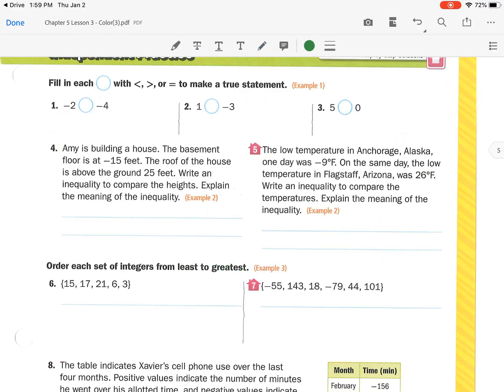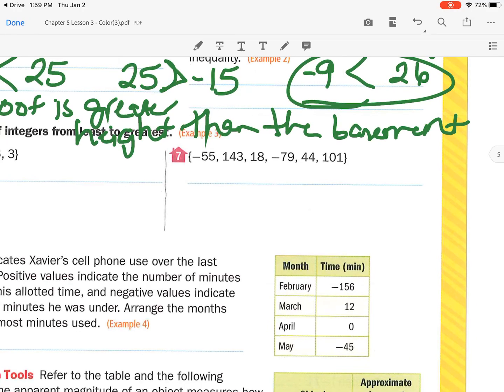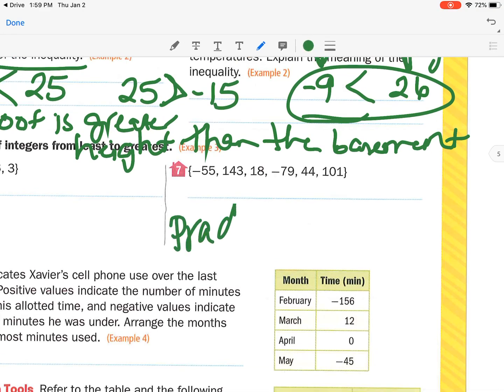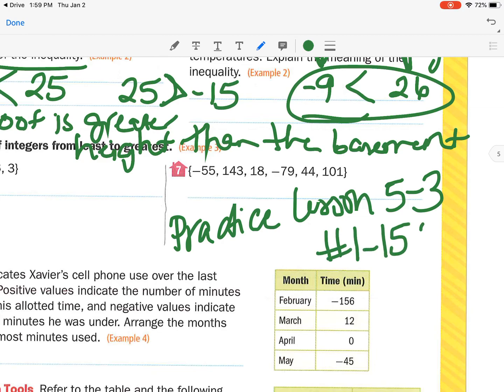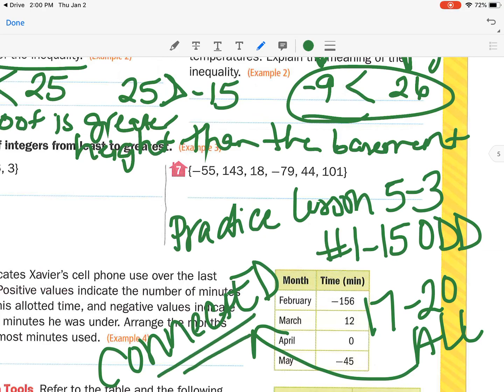Okay, so that is what you have for your lesson today. I told you it was super easy. Your homework is practice lesson 5-3, and you're going to do numbers 1 through 15 odd, and then you're going to do 17 through 20 all. Okay, these go on Connect Ed. So make sure you get them put on Connect Ed. So practice lesson 5-3, numbers 1 through 15 odd, 17 through 20 all.